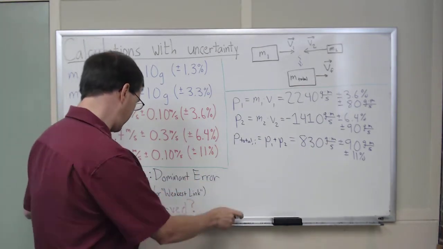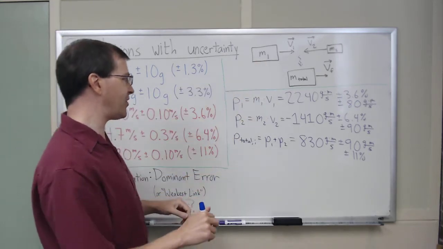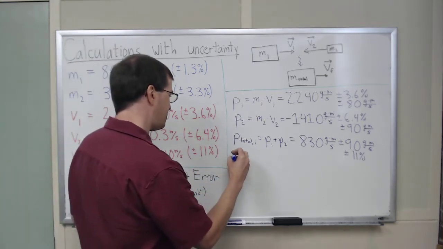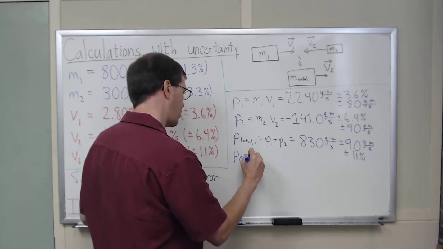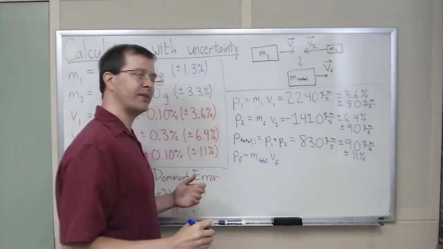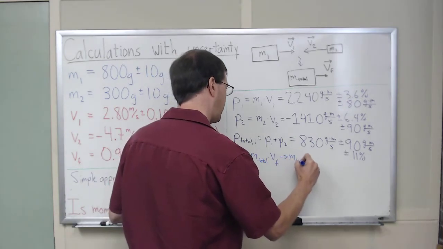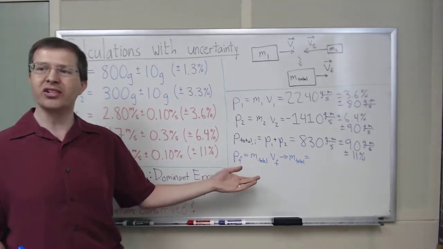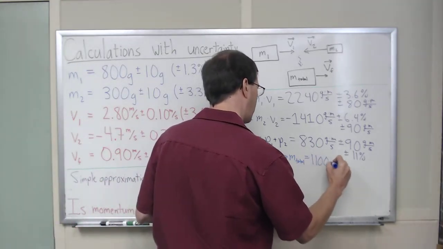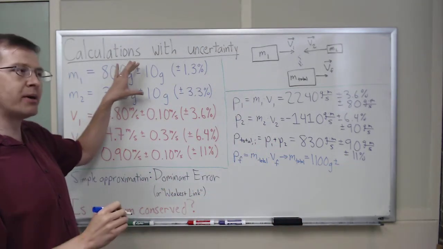Then I can shift gears and say, what is my final momentum after they've combined together? Well, to do the final momentum, I need to know total mass. P final is going to be mass total times V final. That's what that is. And so I need to know what my total mass is. M total, we did this calculation in an earlier video too. M total was 1100 grams.